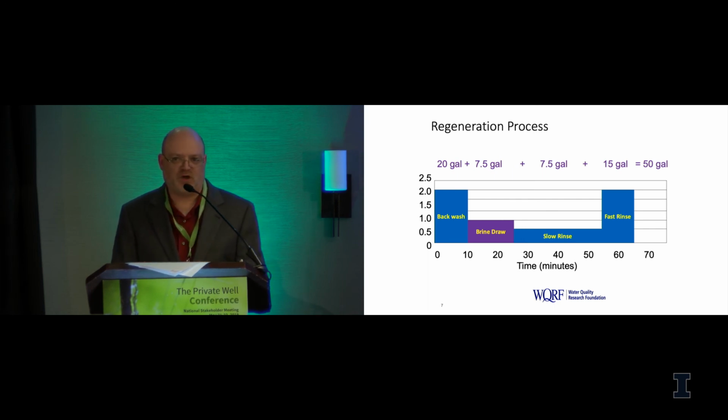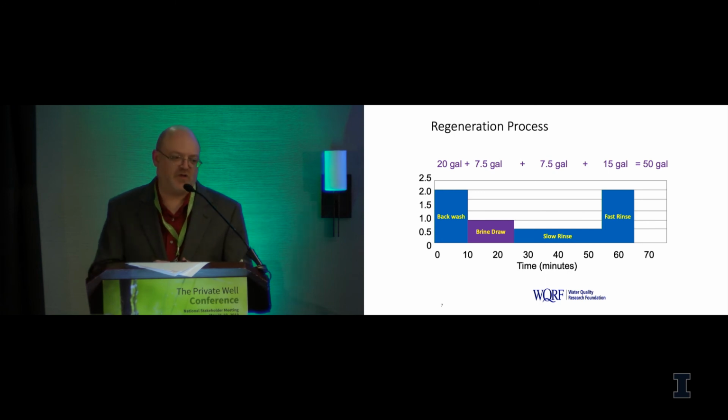The first step is typically a backwash. The purpose of the backwash is to fluidize the bed. It's regular water, not brine at this point. You're fluidizing the bed. The flow rate is around 2 gallons per minute. So in terms of the flow rates during the regeneration process, this is one of the high flow rate events, but really it's 2 gallons per minute. It's not really that high of a flow rate.